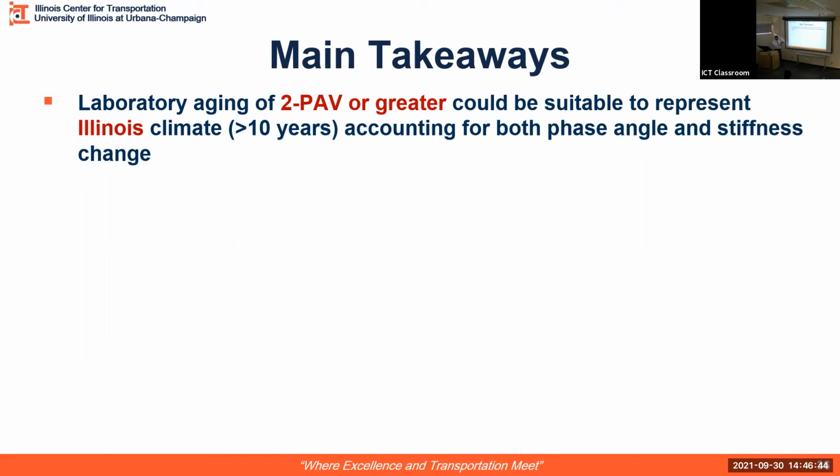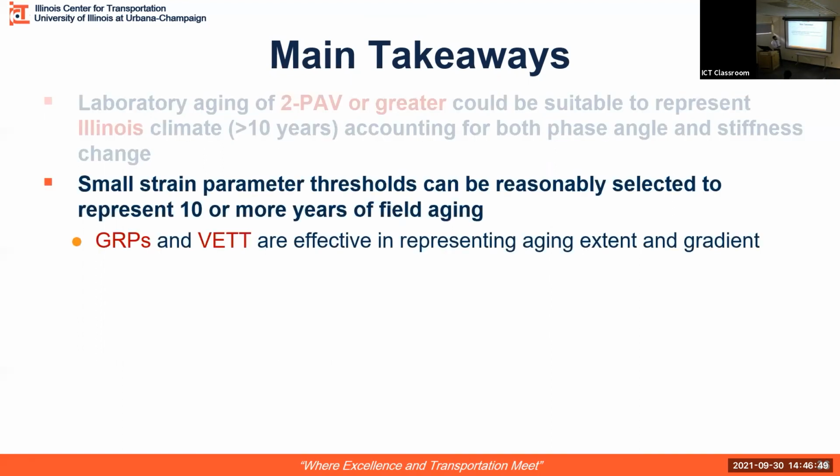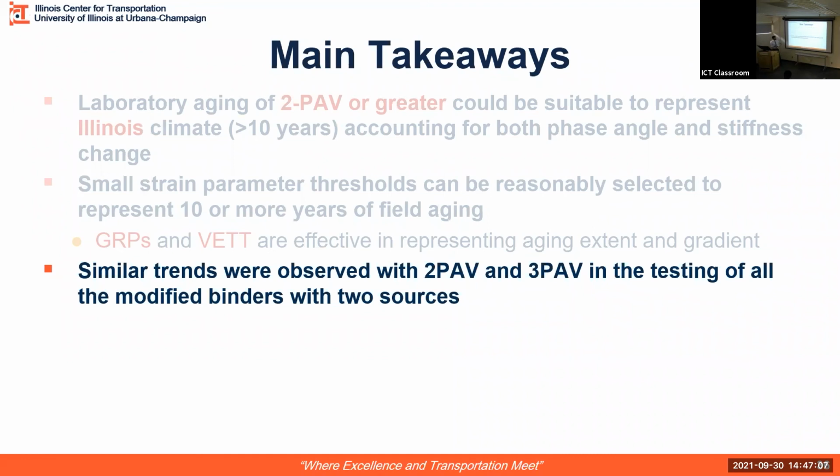If we say around 10 years is long term, and if you go to 15 years, things might change and we can change accordingly. Small strain parameters tell us that they're kind of interchangeable and we can use specific parameters, but you need to be careful when establishing acceptance criteria if you're using stiffness-based or stiffness-independent parameters. Similar trends for 2 PAV and 3 PAV; aging can be as significant as 3 PAV, but 2 PAV works at this point as it saves time and also helps us distinguish these modified binders.